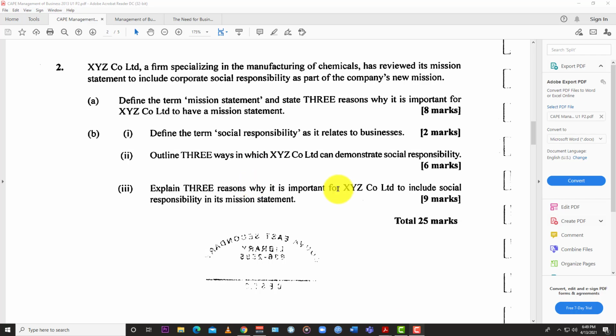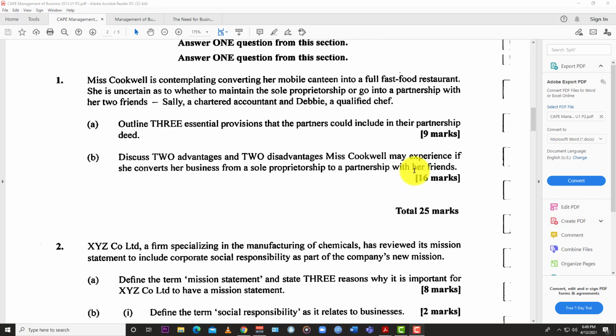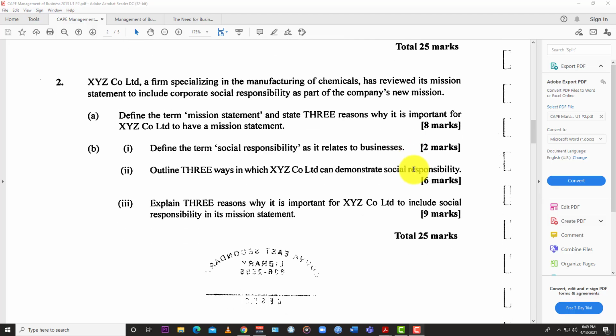Our question number 2 again is 25 marks, but this one is broken down even more than question number 1. We have an 8 pointer, a 2, a 6, and a 9. Let's jump right in. XYZ Company Limited, a firm specializing in the manufacturing of chemicals, has reviewed its mission statement to include corporate social responsibility as part of the company's mission. A. Define the term mission statement and state 3 reasons why it is important for XYZ Company Limited to have a mission statement.